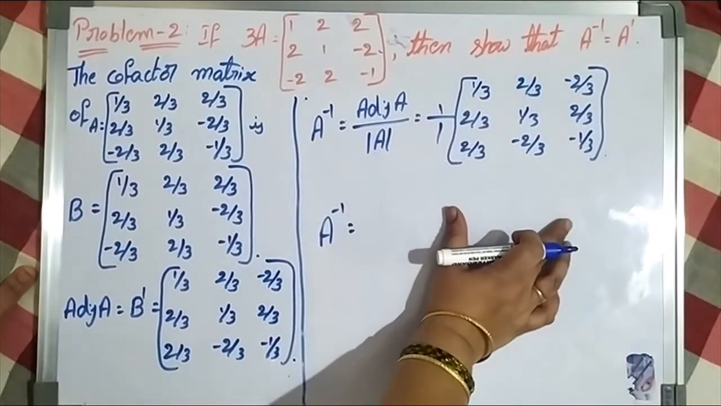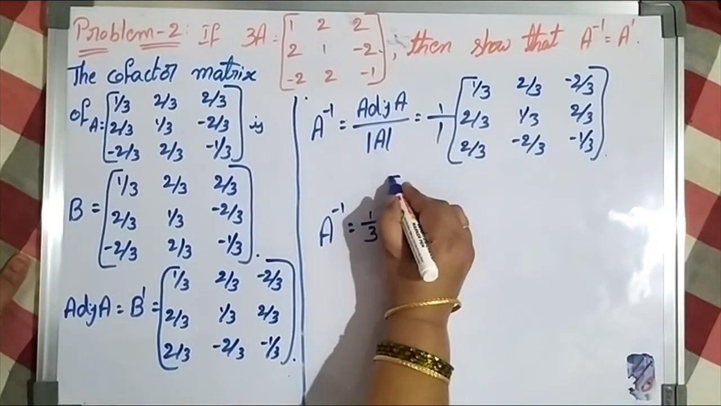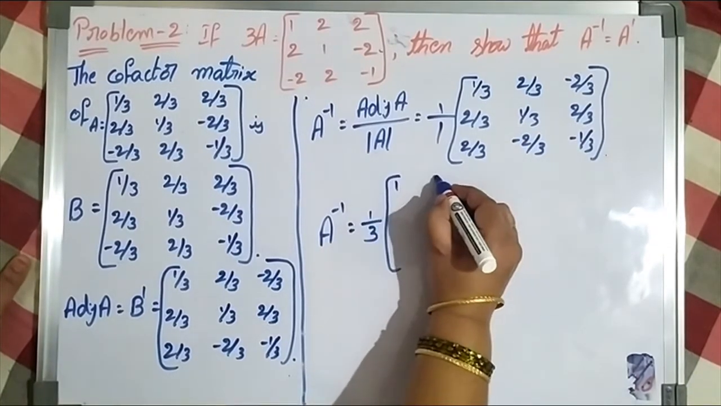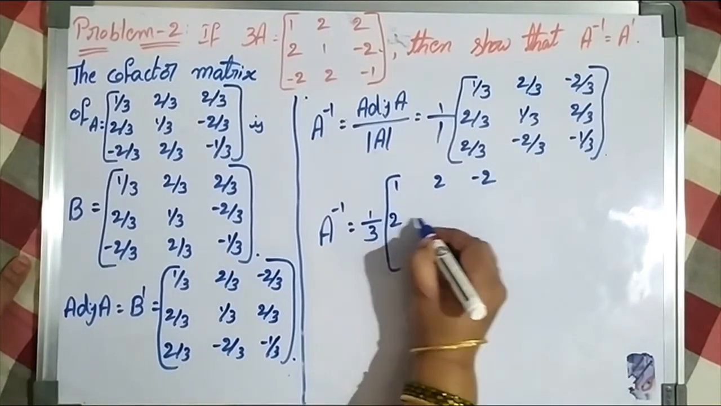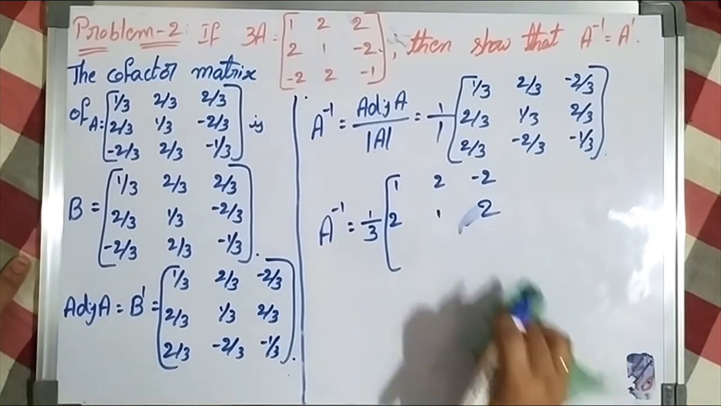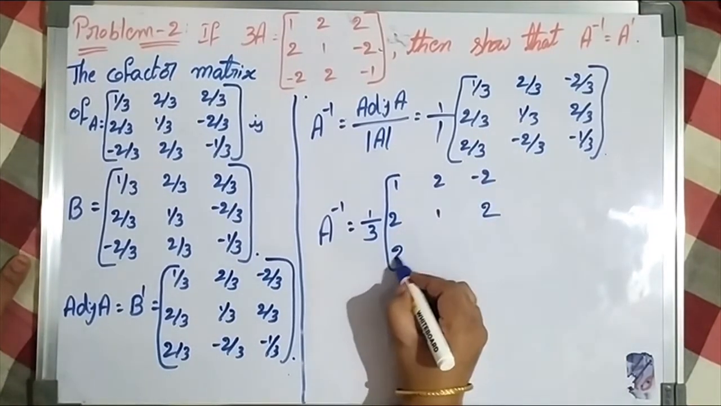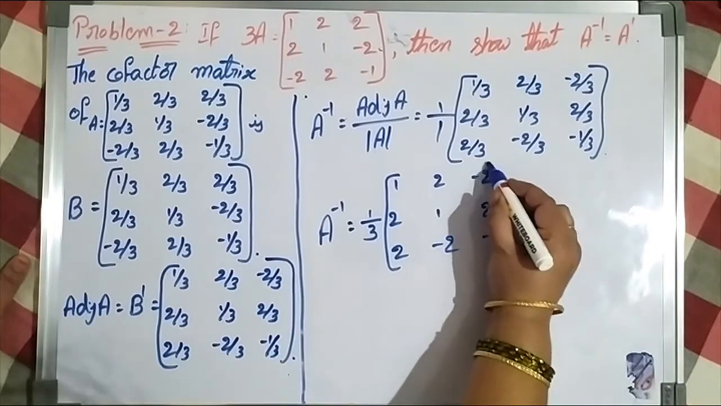And in all elements we can take 1 by 3 common. Then 1 by 3 into 1, 2, -2, 2, 1, 2, 2, -2, -1.